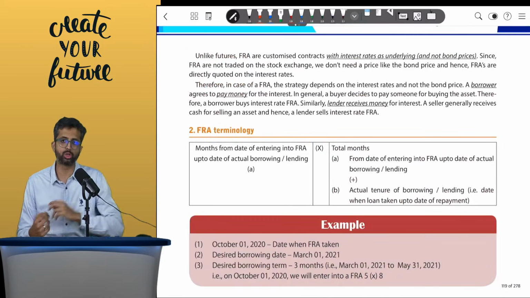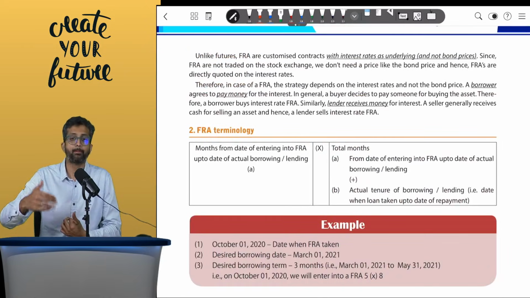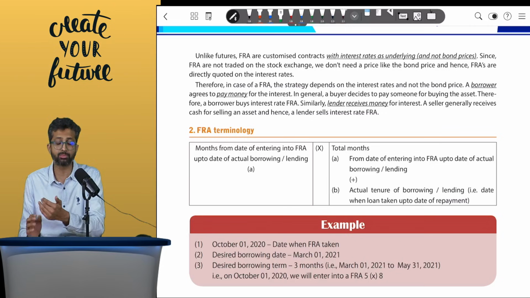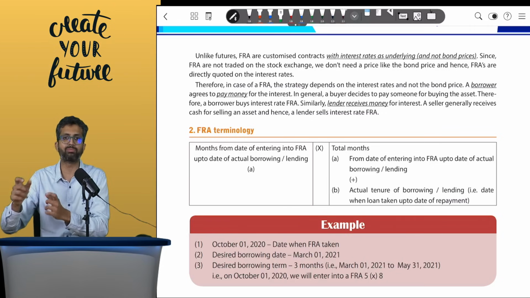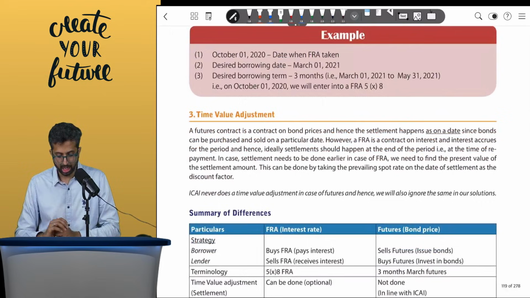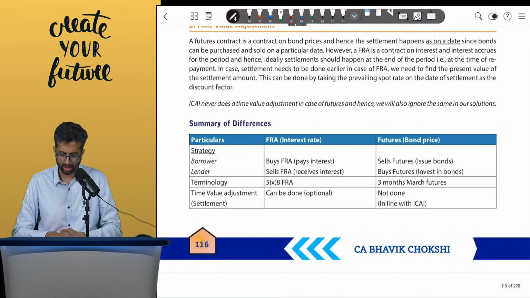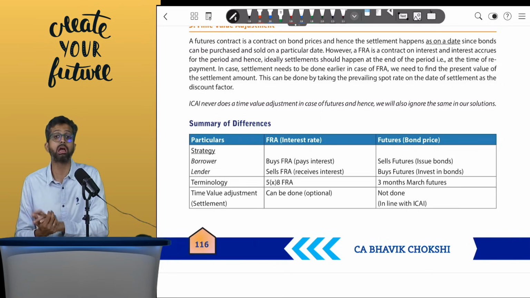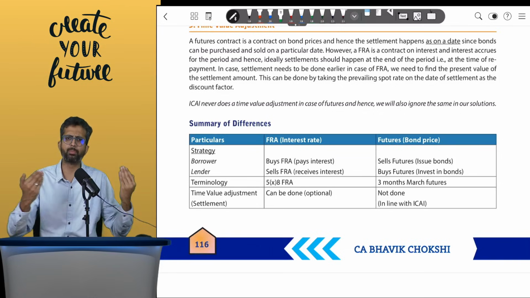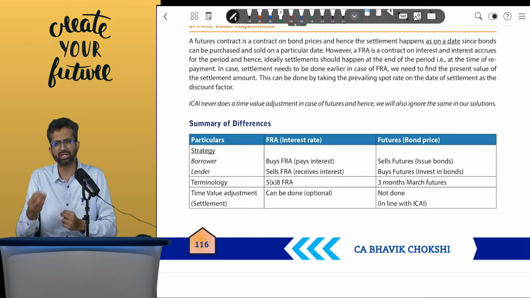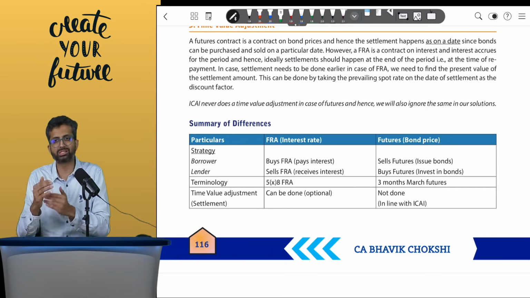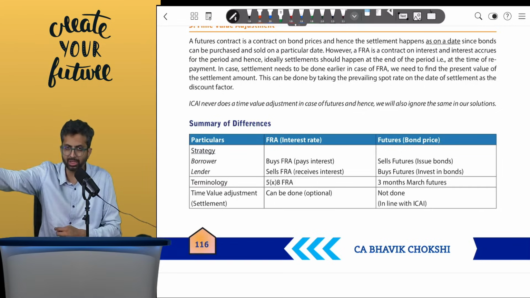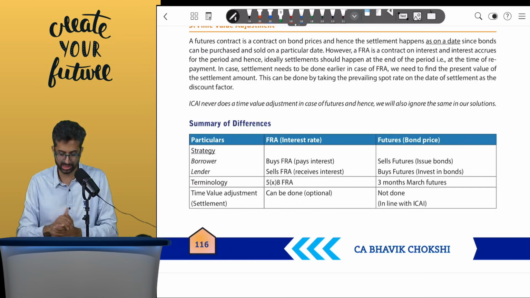The notation over here will be, let us say, if you want to borrow after 3 months for a period of 6 months, the notation will be 3/9, that is borrowing after 3 months for a period of 9 minus 3, that is equal to 6 months. A time value adjustment may be done over here. Generally for futures, the institute does not do any time value adjustment. For FRA, again, if they have to compare with futures, no separate time value adjustment is done. But if it is a standalone FRA question, the institute sometimes does a time value adjustment to bring the settlement amount, which is actually on the ultimate repayment date, back to the reset date.